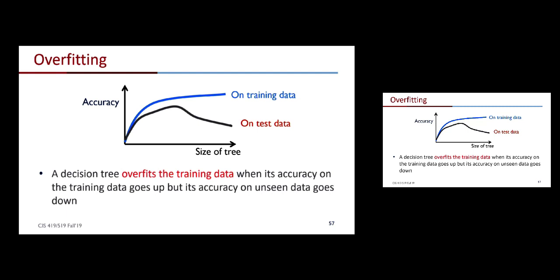or any other model for that sake, it overfits the data when its accuracy on the training data goes up, but its accuracy on the unseen data begins to go down. And you want to be able to explain to yourself the shape of these curves, right? How it behaves on training, how it behaves on test.